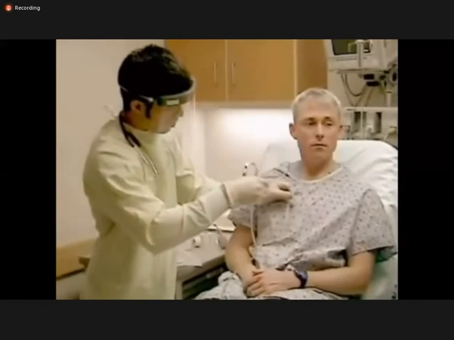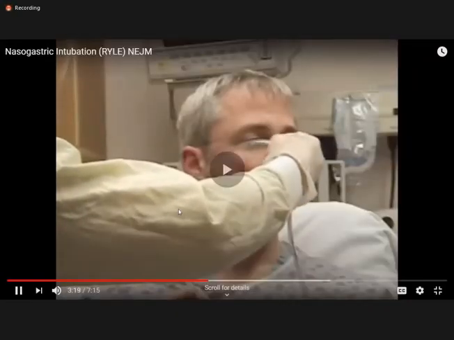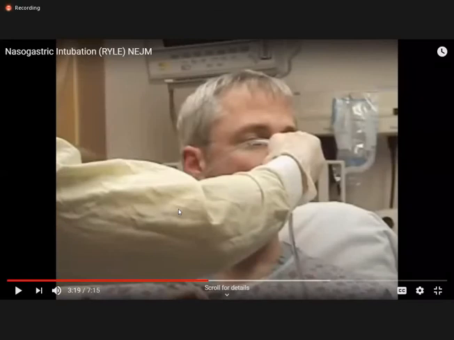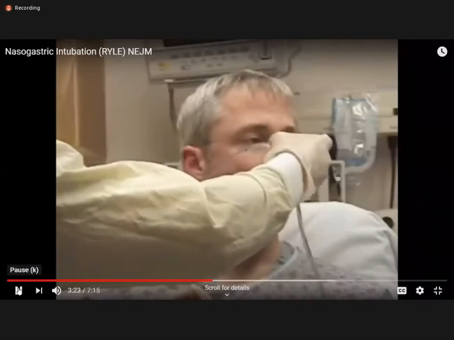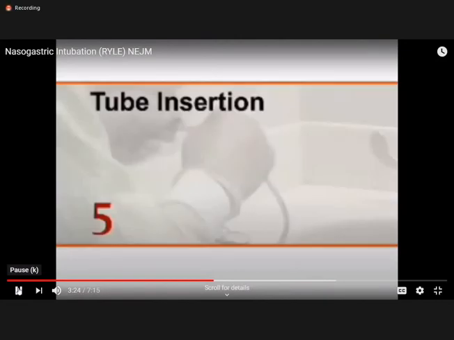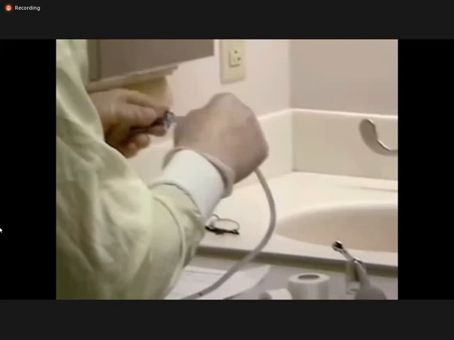The proper depth of tube insertion is approximated by measuring the distance from the tip of the nose to the earlobe, and from the earlobe to the xiphoid process. Lubricate the distal tip of the nasogastric tube with surgical jelly or lidocaine.